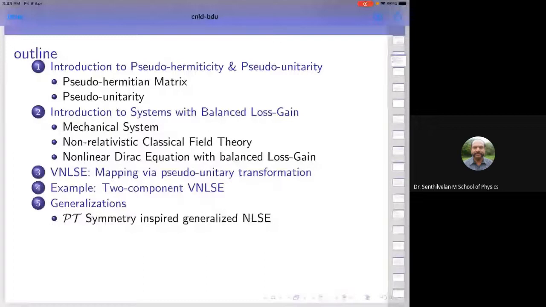And as I said just now, I'll be talking about this pseudo-unitary transformation by using a two-component nonlinear Schrodinger equation, that is true for any n-component vector nonlinear Schrodinger equation, and the detailed calculation of exact solutions, their power functions, and all these things will be done using this two-component vector nonlinear Schrodinger equation.